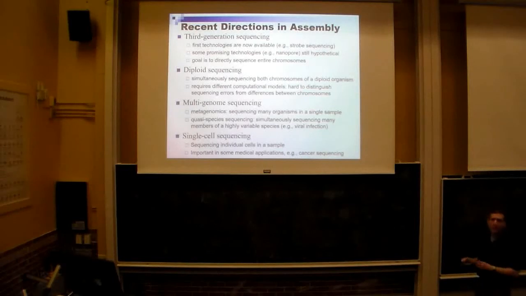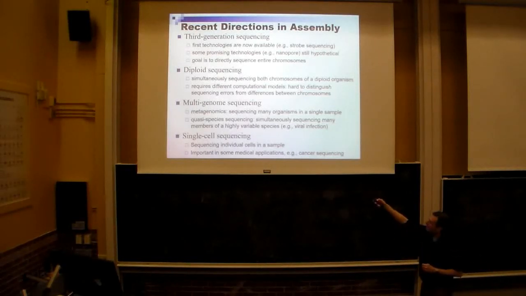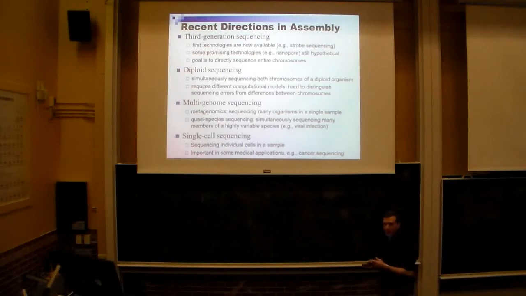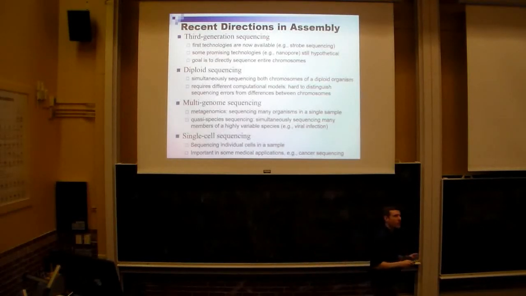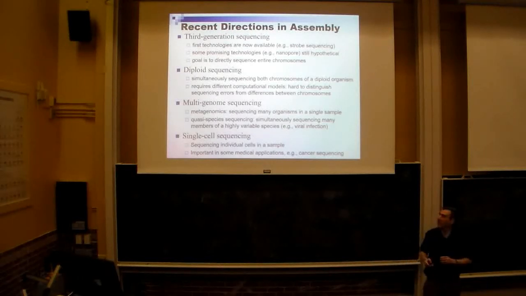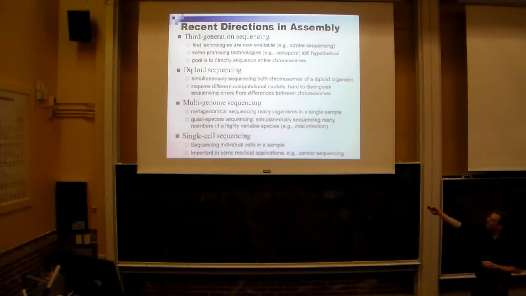But the goal is to eventually get around all of this sequence assembly, although we're not quite there yet. There are diploid sequencers, so people now worry about the problem of trying to assemble, let's say, the two different homologous copies of a chromosome in a single person, and actually figure out what the differences are between those. That introduces other problems.